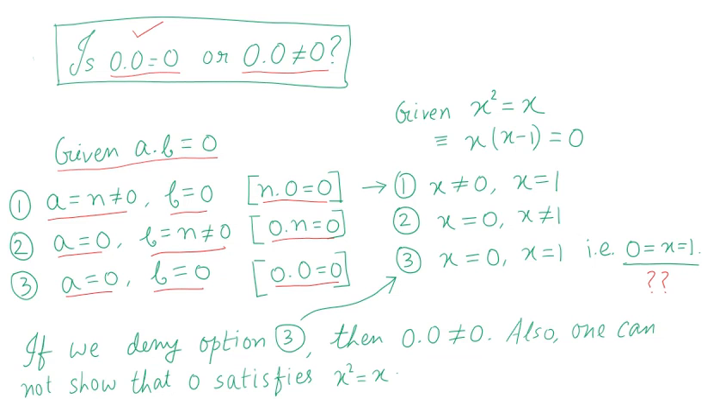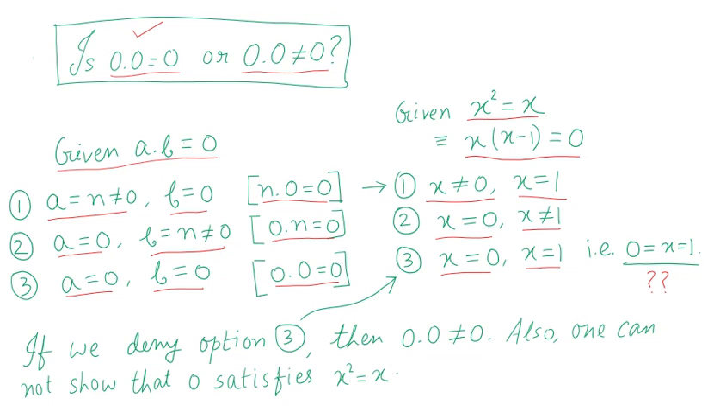Now let us apply this same sort of reasoning in the case of a quadratic equation like x square equals x, which we generally solve by factorizing into the form x into (x minus 1) equals 0. And from there we generally conclude that it has two roots. But here let us see what happens: there are three options. x not equal to 0 and x equals 1; x equals 0 and x not equal to 1; and there is the third option, x equals 0 and x equals 1.